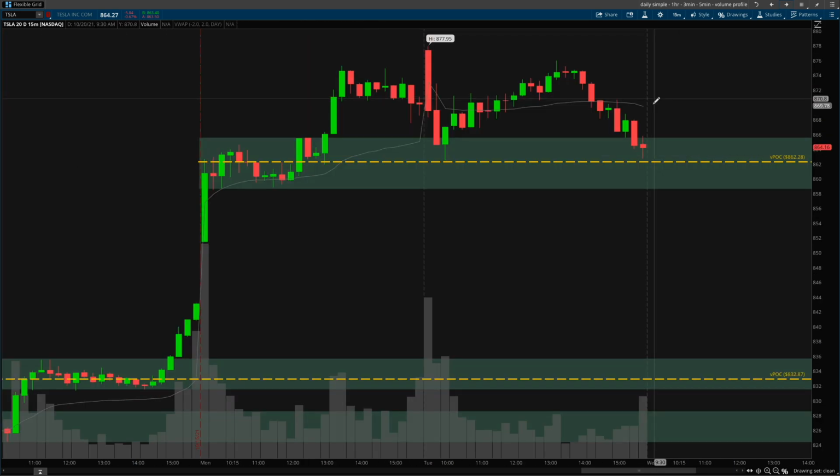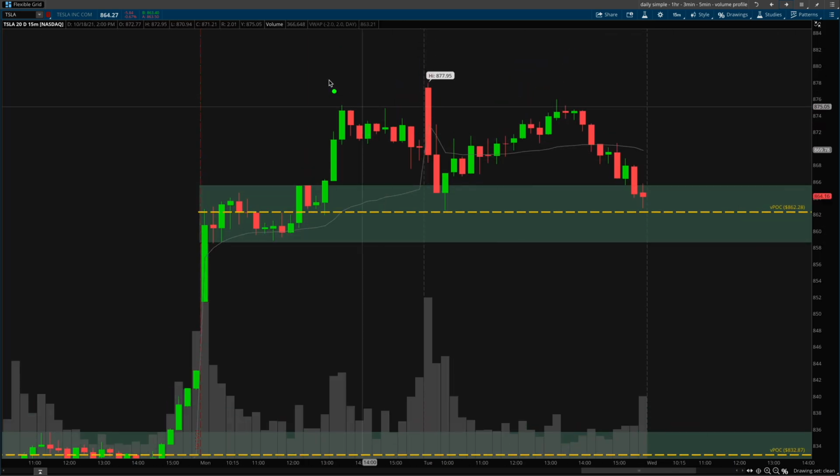Zoom in right here. Tesla gaps up pretty nicely. There was actually a supply zone up here from a larger time frame. You have to look all the way back to earlier in the year. I'm not going to show you guys that in this video right now, but just know there was a beautiful supply zone right here, or maybe I'll show it towards the end of the video.